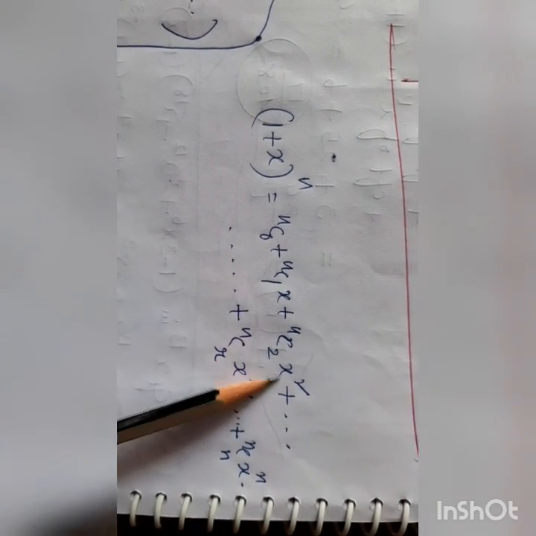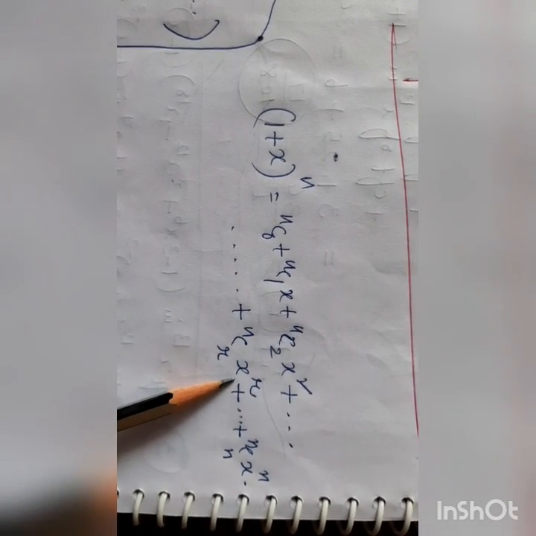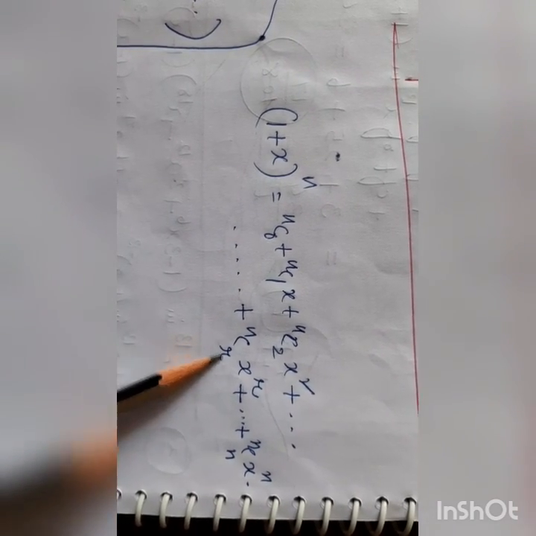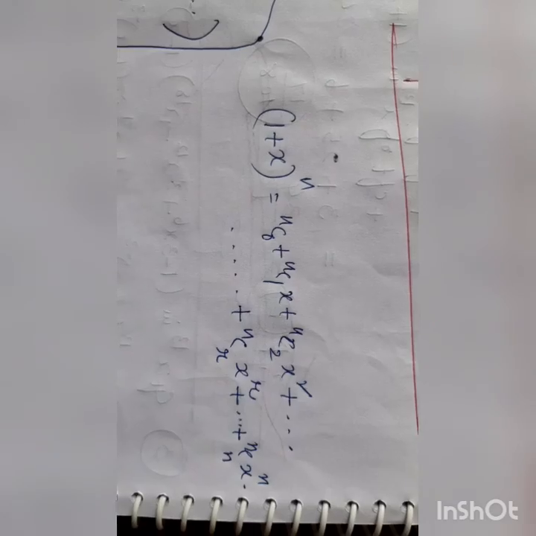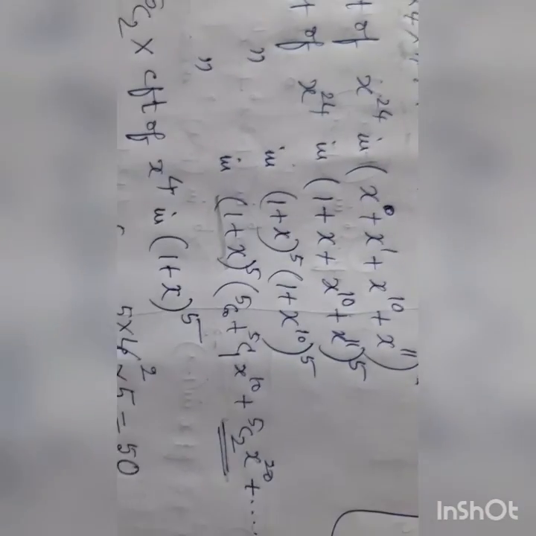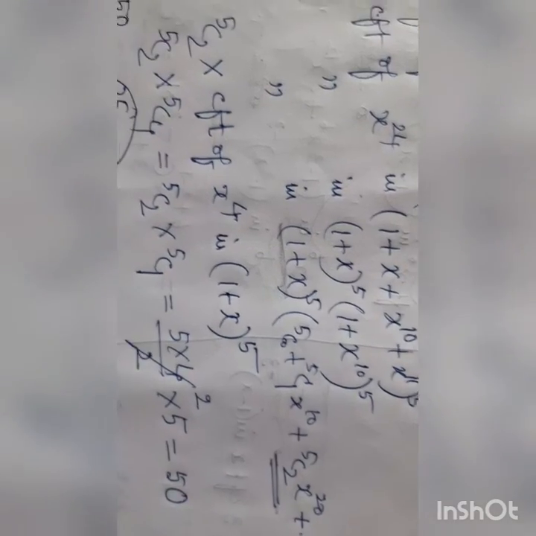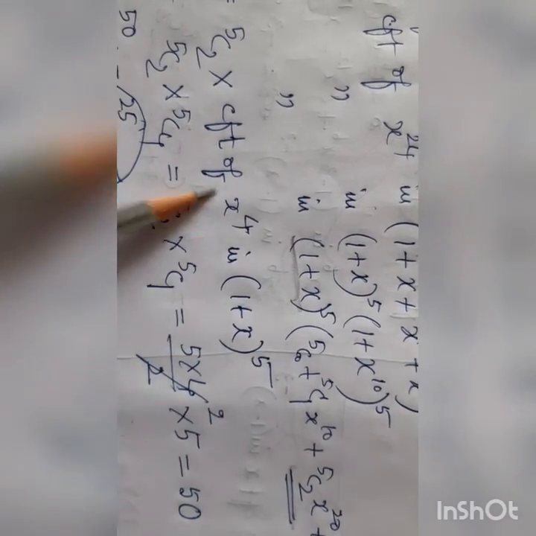x square coefficient nC2, x power r coefficient nCr. By this formula, by this expansion, you can tell what is the x power 4 coefficient.